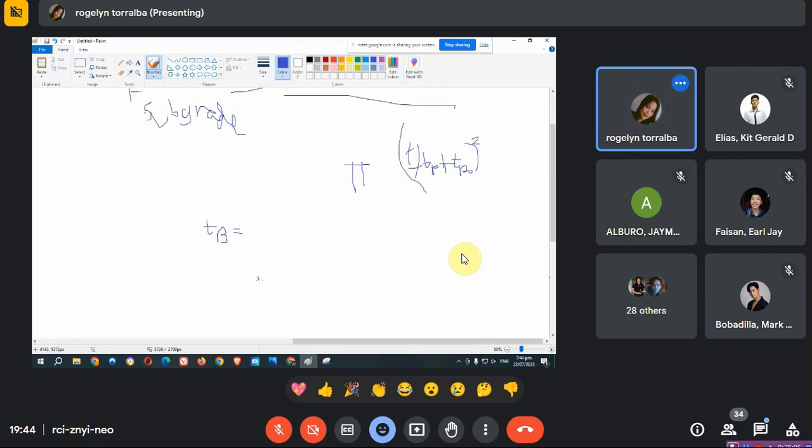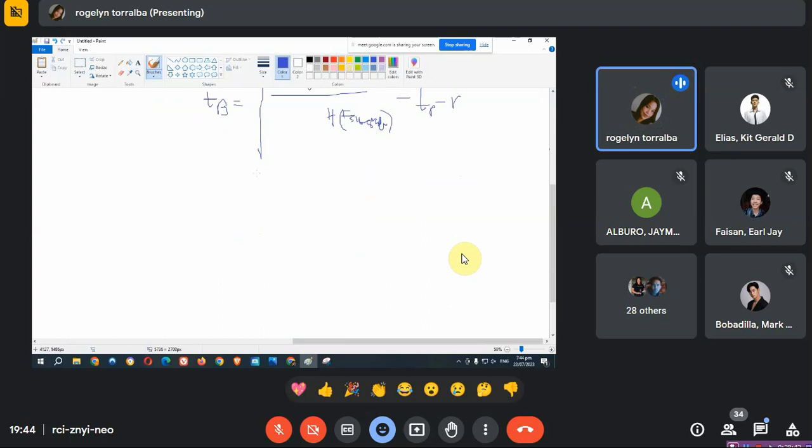So, that would be W over pi, 'di ba? Pi. Syempre F subgrade minus TP minus R. Okay, nakagawas na ha. And then substitute na ta class.